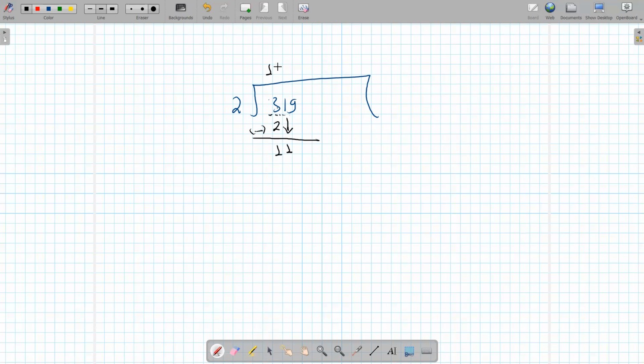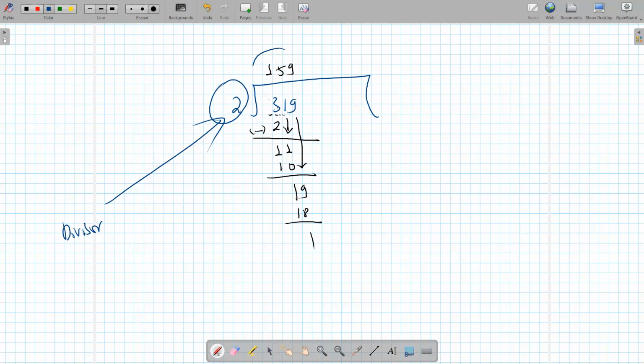5 times. Exactly. 2 times 5 is 10, and you're left with a remainder of 1. And again, you're allowed to bring the next digit down. 2 times 9 is 18, right? And there we go. This thing on the outside is called the divisor, the number you're dividing by. This thing up top, what is this called? It's called the quotient. Down here is your final remainder.